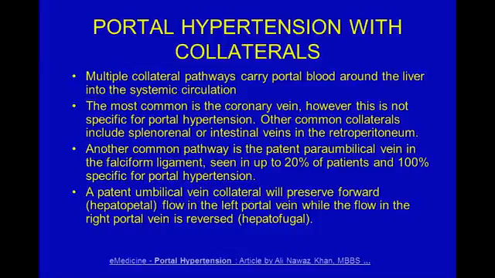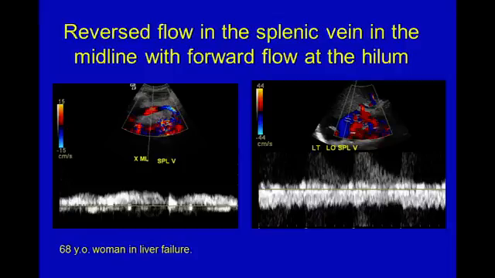So portal hypertension does create collaterals because the blood has to get around the liver and back into the systemic circulation. Most common is the coronary vein, but that's not specific for portal hypertension. So other common collaterals include both splenorenal or intestinal veins in the retroperitoneum. And a very common pathway is the patent paraumbilical vein, which is what we just saw. And that's seen in up to 20% of patients and is very specific for portal hypertension. So that patent umbilical vein collateral will preserve forward flow in the sense of it's towards the transducer in the left portal vein, while the flow in the right portal vein is reversed.